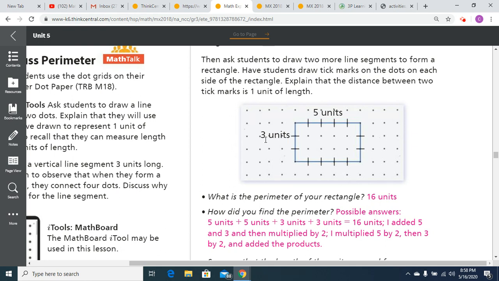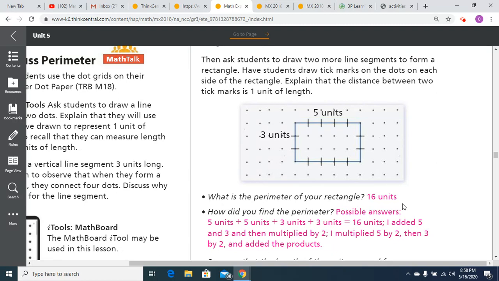Now, if I know that this is 3 units, and I know that this is 3 units, and I add them together, the total is going to be 6 units. Then all I need to do is add 10 and 6 together, which equals 16. And as you can see, it's already here. So the perimeter of this rectangle is 16 units.